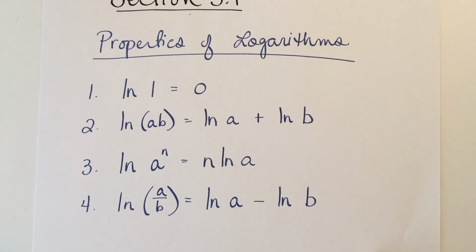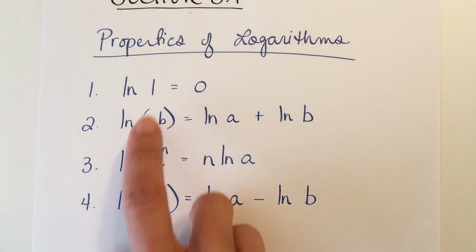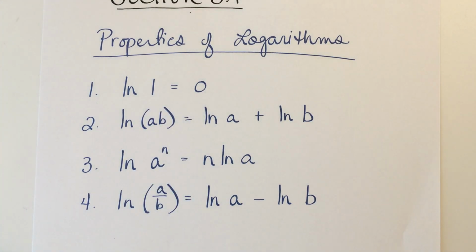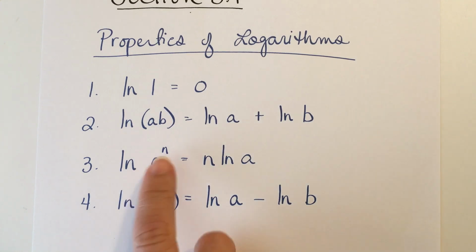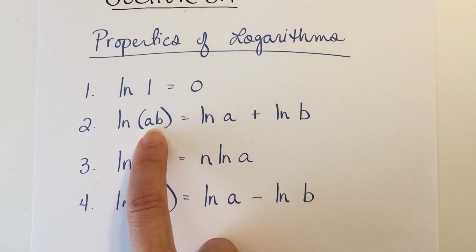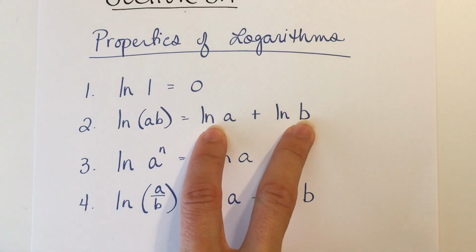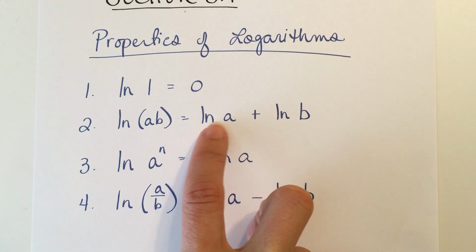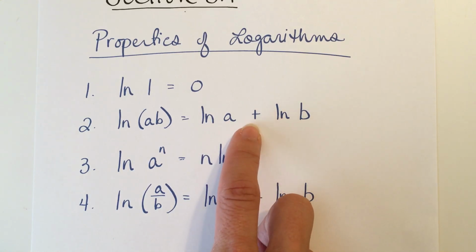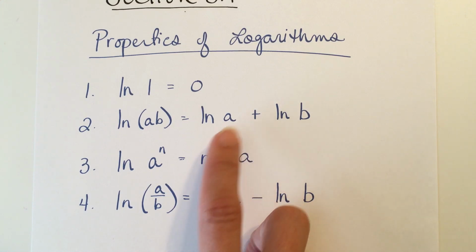Anytime that you have the natural log of 1, you have a 1 in your argument, then that's always going to be equal to 0. If you have multiplication within your argument, then you are allowed to separate this into two separate log terms. When you do the natural log of the first factor and then the natural log of the second factor, but then you do have to add between those two terms.